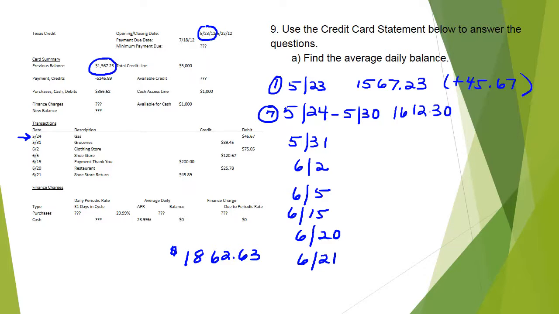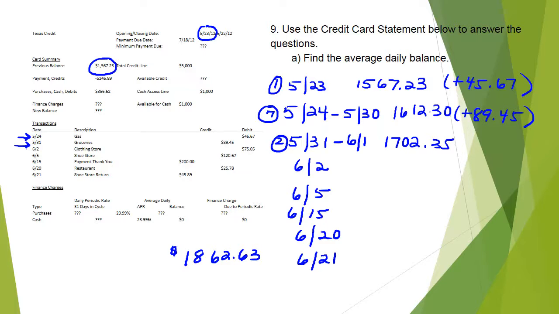Then on the 31st, until the 1st, which is the day before the 2nd, so that's going to be for 2 days, I'm going to actually, on the 31st, I made a purchase of $89.45, so now my new balance is $1702.35.